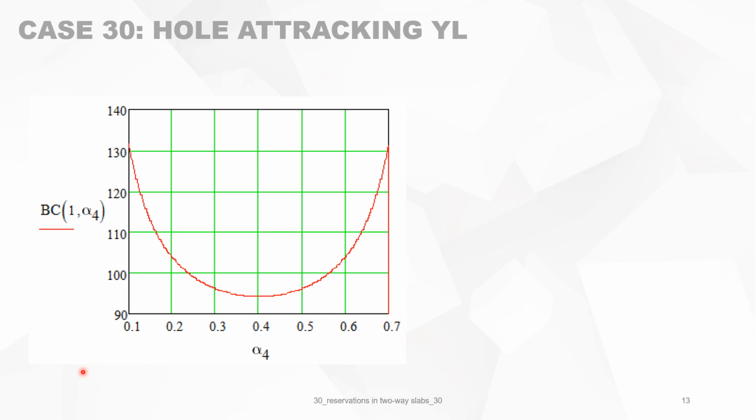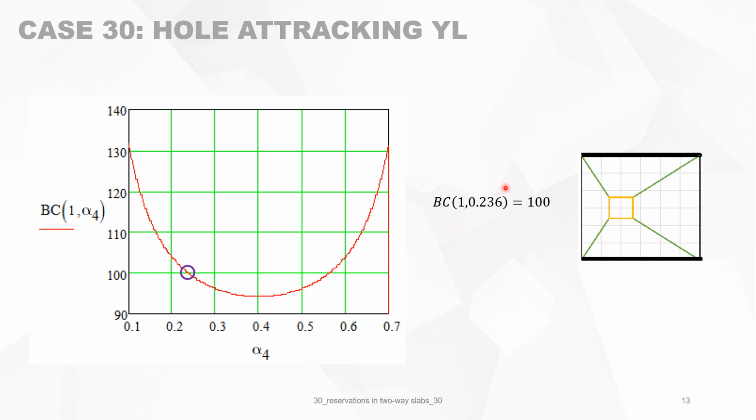As an example, we take one situation, which is a square slab, alpha is 1, and in function of alpha 4. On the x-axis is alpha 4, on the y-axis is the bearing capacity. And we see this interesting point where with alpha 4 equal to 0.236, the bearing capacity is 100%, and to visualize it, it's a reservation, and it's this situation. So in this situation, you do not touch the bearing capacity.